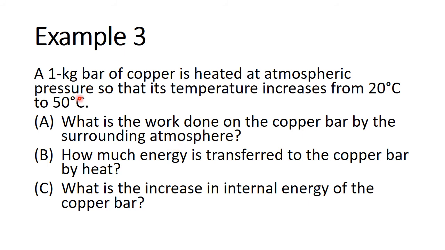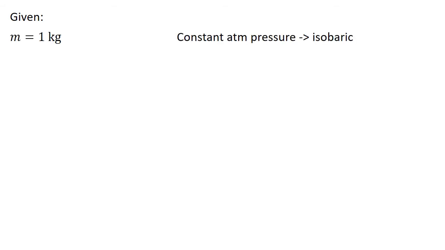Okay, so let's solve. For example number 3, we are given that the mass of the copper is 1 kilogram and pinainitan siya gamit ang constant atmospheric pressure. So, by constant pressure, we mean isobaric. So, isobaric process po ang naranasan ng 1 kilong copper natin. And our initial temperature is 20 degrees Celsius. Uminit siya to the final temperature of 50 degrees Celsius.